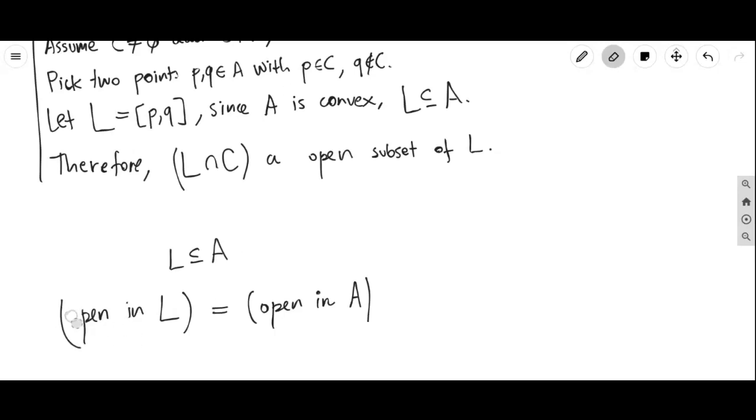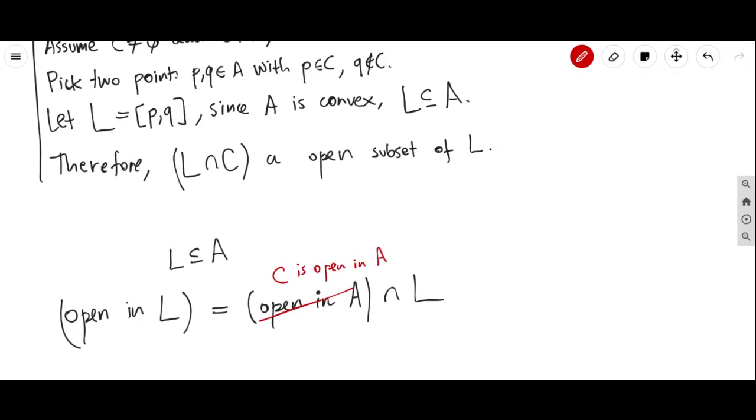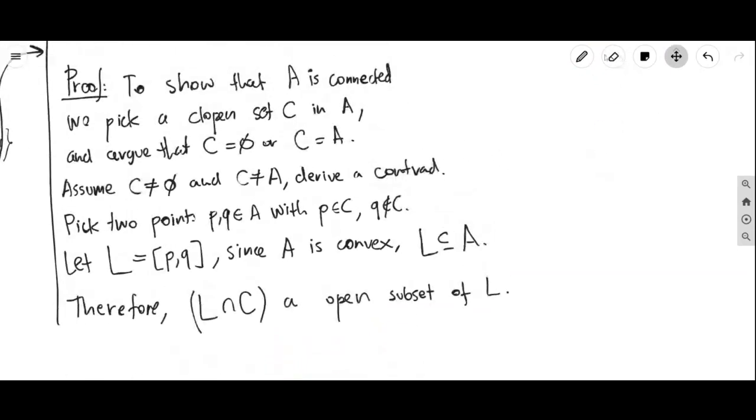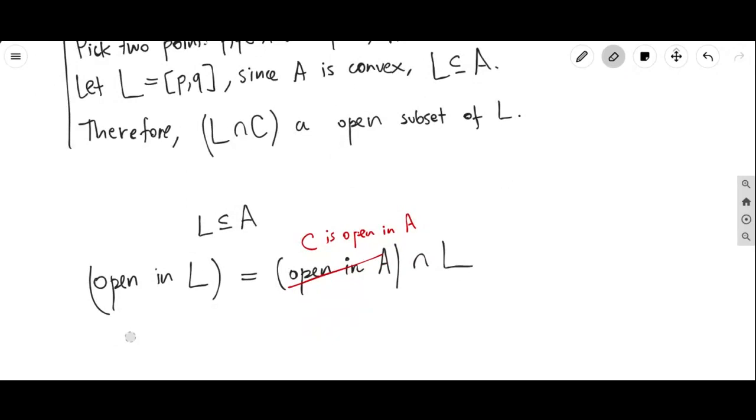So that's fortunate for us. So here's what it means: something is open in L if you can find something open in A, and then you intersect it with L. Think of L as being contained in A. This is important, right? We're assuming that L sits inside A. So the C is open in A. Why is C open in A? Because C was Clopen at the beginning. So it's an open set in A. So L intersect C is open in L.